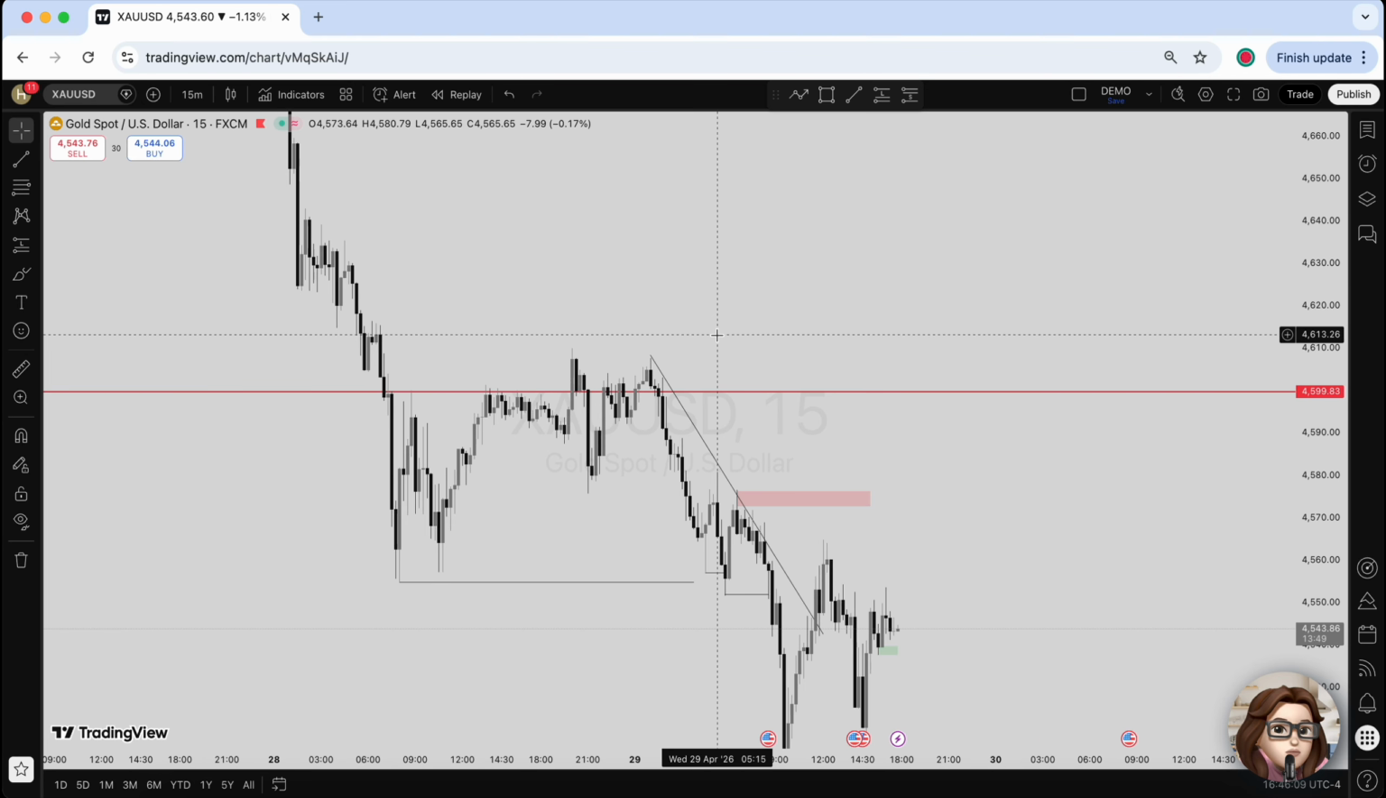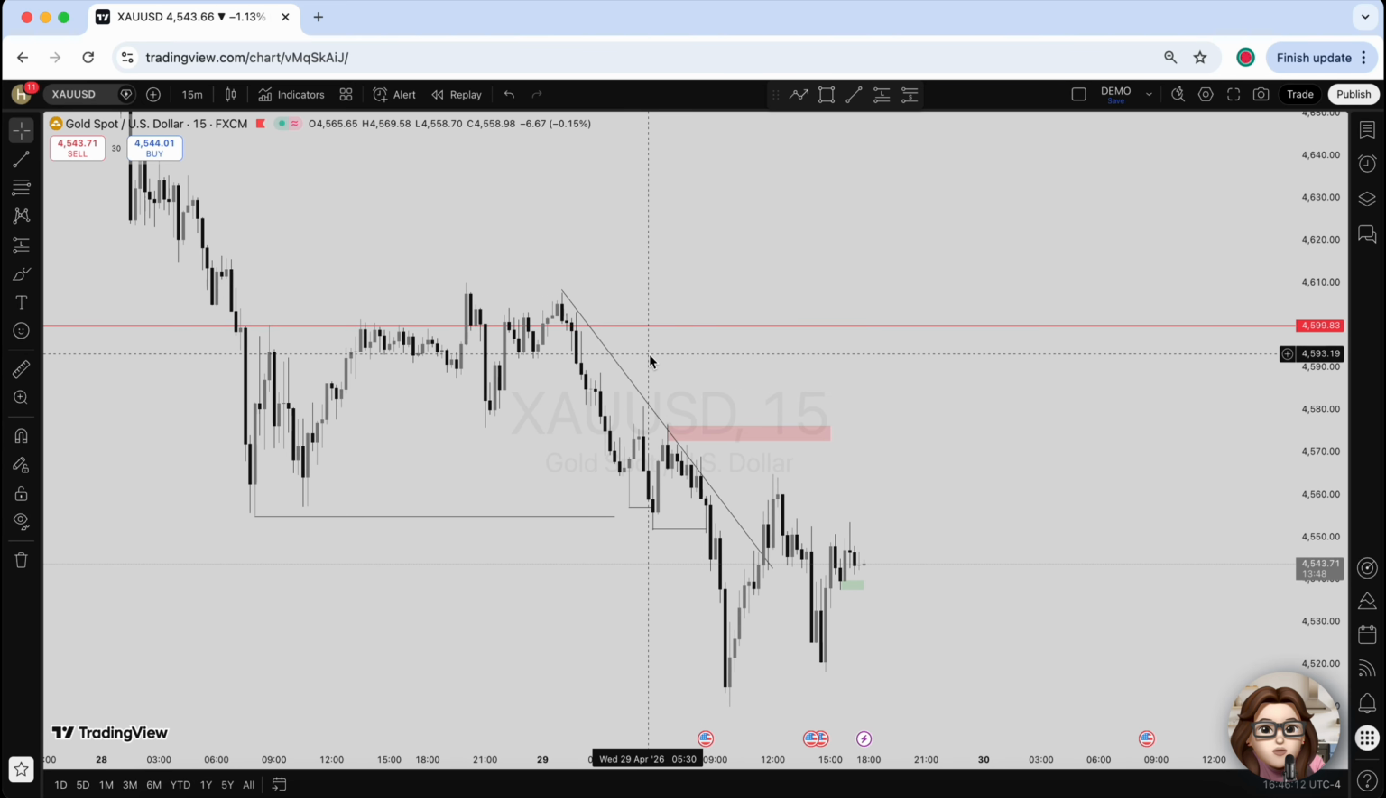That's it. You've successfully learned how to draw support and resistance in TradingView.